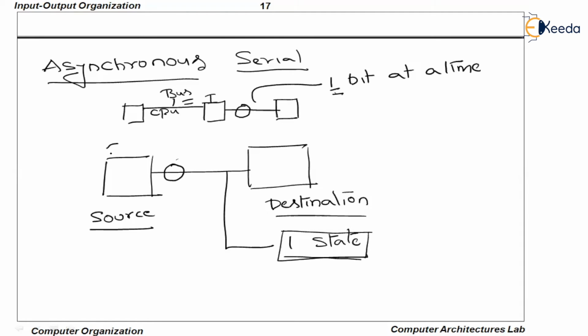Now let us say the source wants to transfer some byte to the destination. The byte is, let us say, 1011 1011. This byte has to be transferred. Now if you want to transfer this byte, what you will have to do is this byte must be properly packed. So what are the packaging digits?